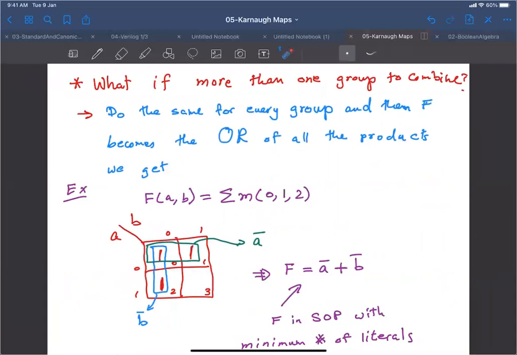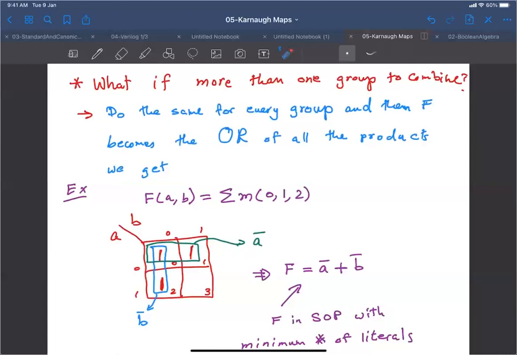So, what if more than one group can be combined? We do the same, and then we OR the products that we get. So this is an example here. But notice that each group has to be a rectangle. This is for all the K-maps that we have. This is an important thing to remember. Pay attention if you haven't paid attention so far. This is the right time to pay attention.